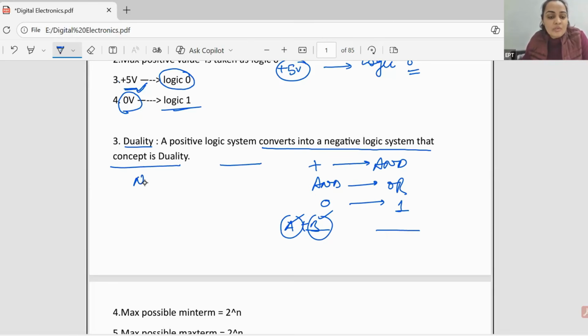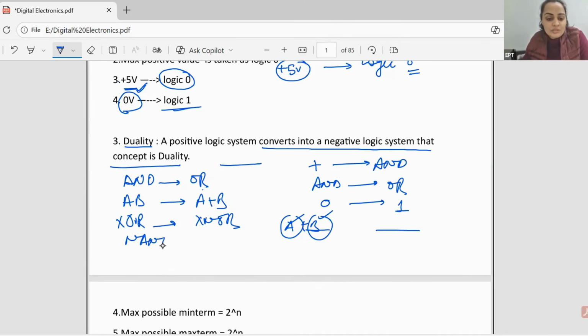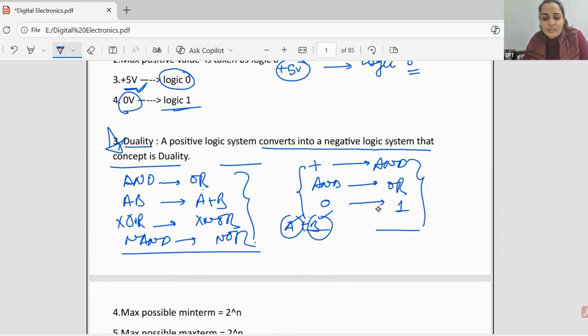So what is the dual of the AND gate? The dual of the AND gate is OR. Like if it is a into b, the dot will be replaced with plus. So the dual of AND is OR. The dual of XOR is XNOR. The dual of NAND is NOR, like this. Okay, if you find it difficult to remember, then just remember how you find the dual.